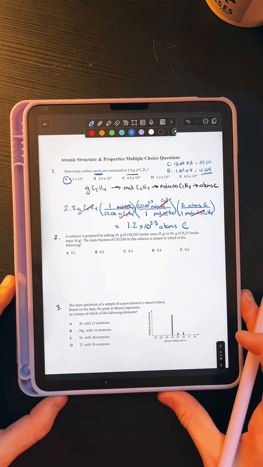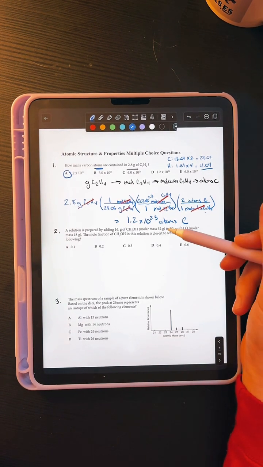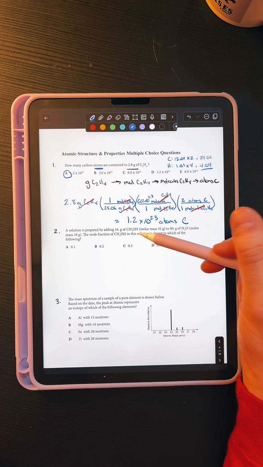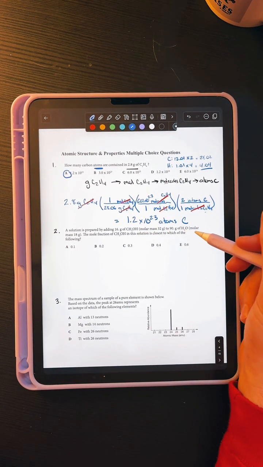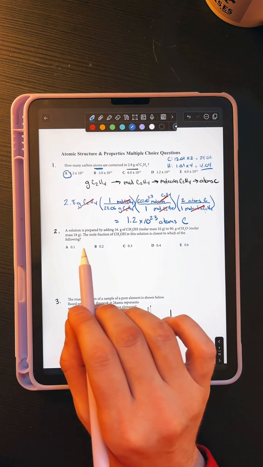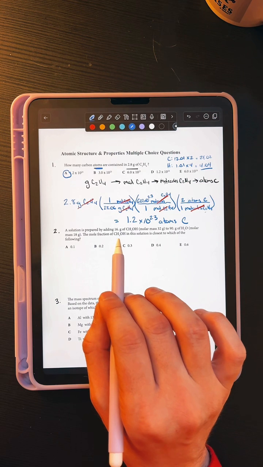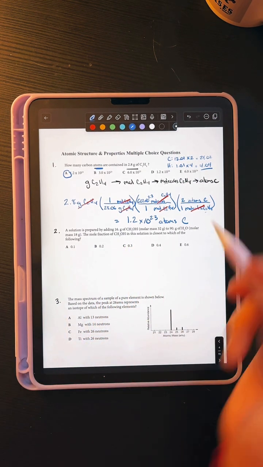All right, let's go ahead and do number 2. A solution is prepared by adding 16 grams of CH3OH with a molar mass of 32 grams to 90 grams of water with a molar mass of 18. The mole fraction of CH3OH in this solution is closest to which of the following?